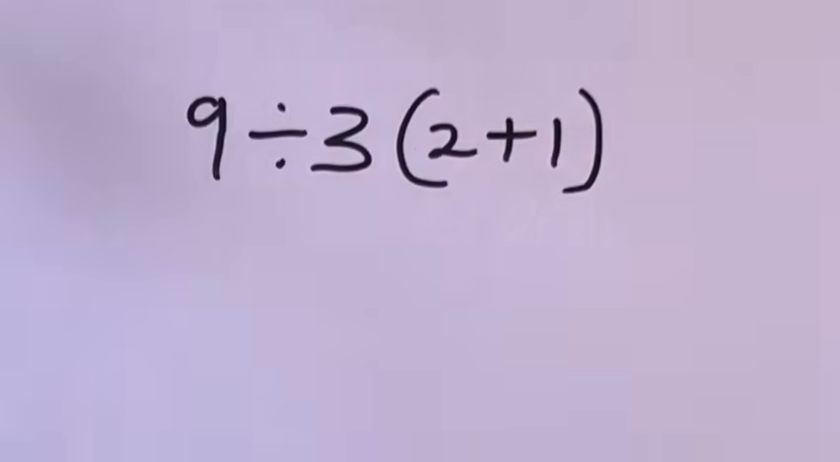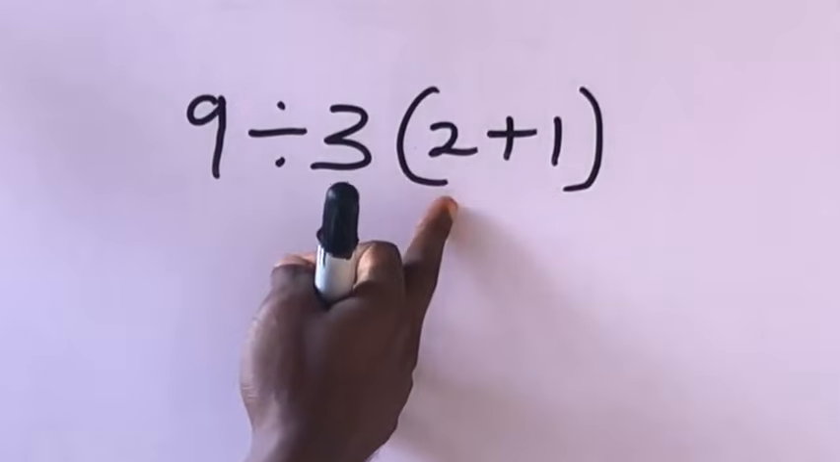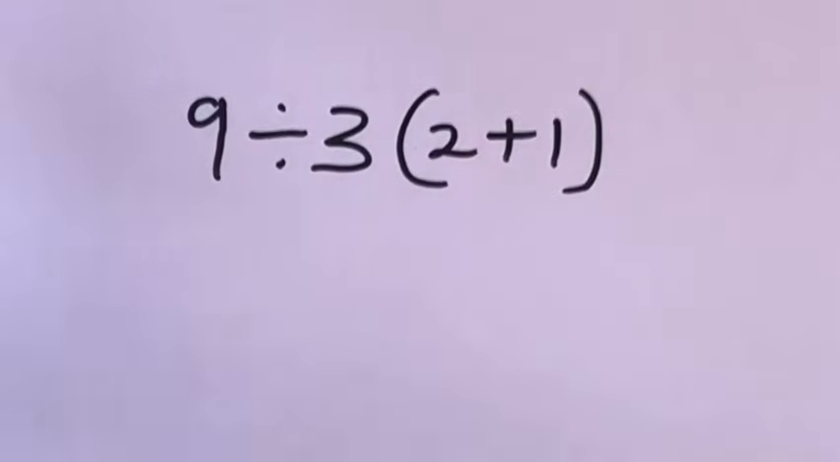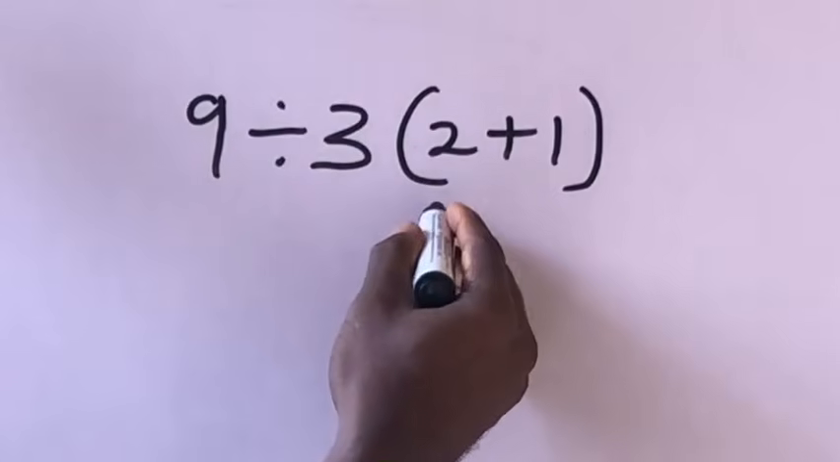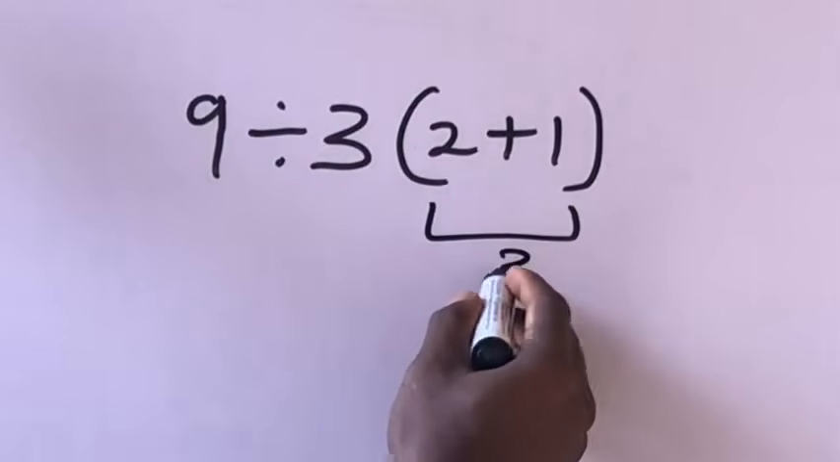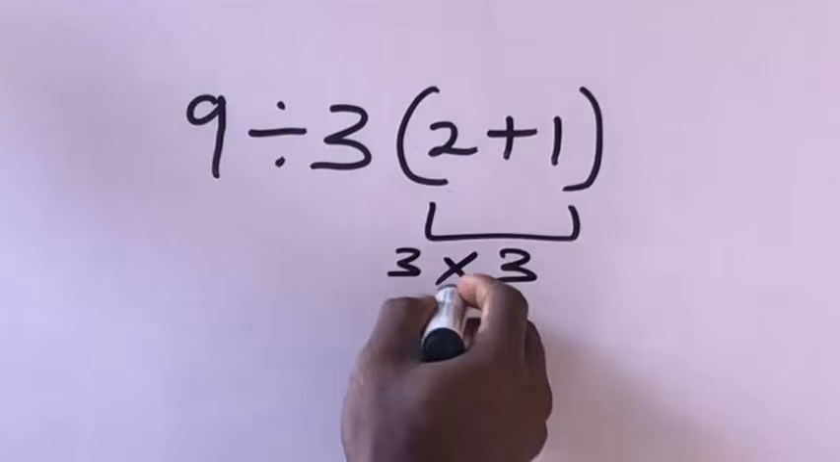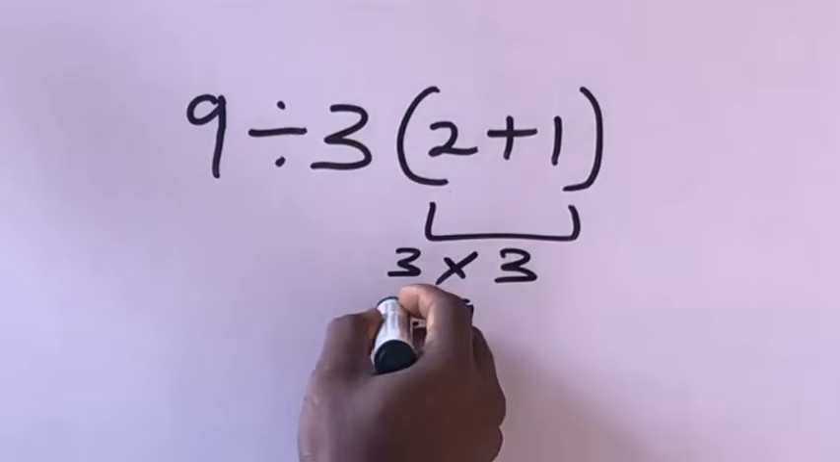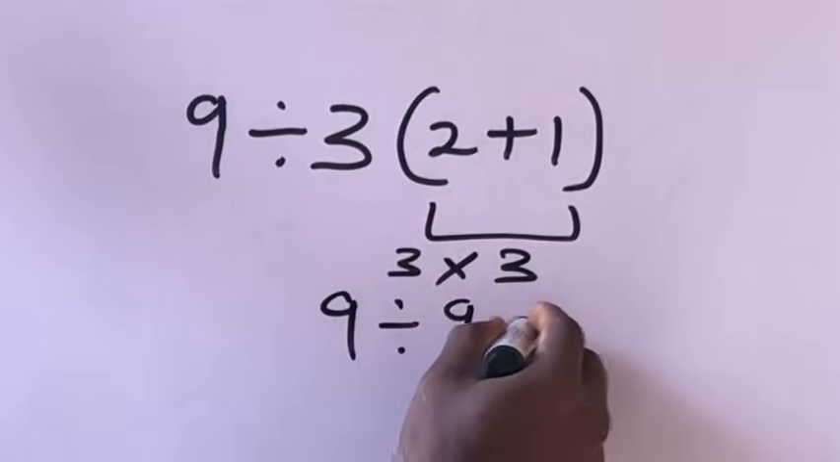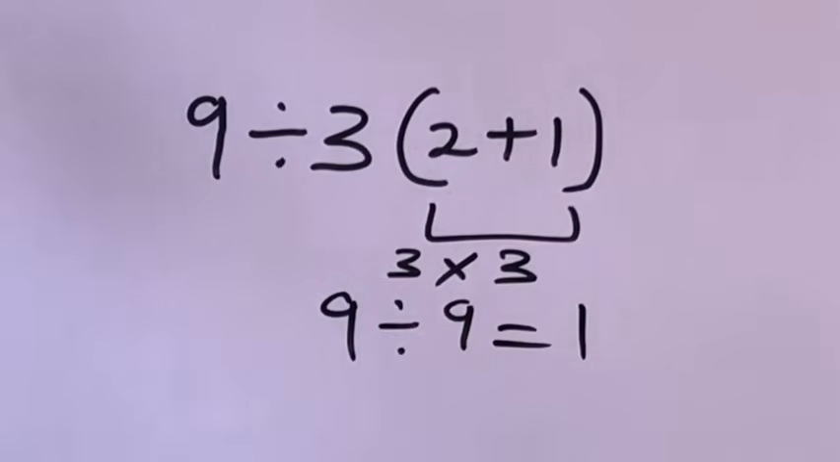9 divided by 3 times (2 plus 1). Now, this plus this will give us what? 3. 3 times this 3 is equal to 9. 9 divided by 9 is equal to 1. But this answer is not correct.